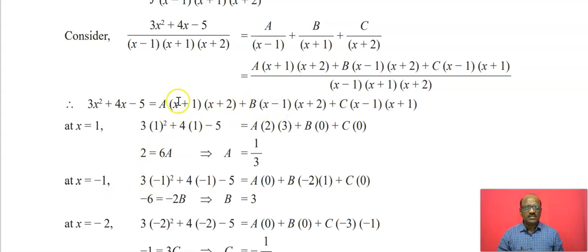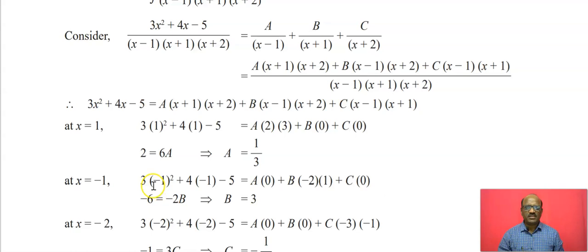At x = −1, we substitute x = −1. Then here is x + 1 and x + 1, so the terms with A and C will become 0 and B will be present. If we substitute x = −1, A will be 0, C will be 0, B with x replaced by −1 gives B(−1 − 1)(−1 + 2), and this is B into (−2) and here is 1. If we substitute x = −1 on the left, 3 into (−1) squared plus 4 into (−1) minus 5. Therefore, you will get −2B.